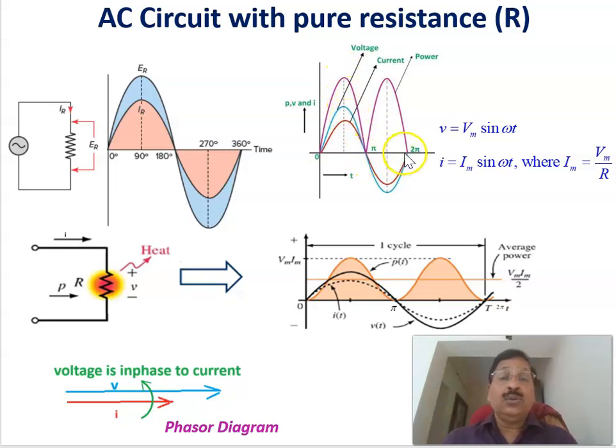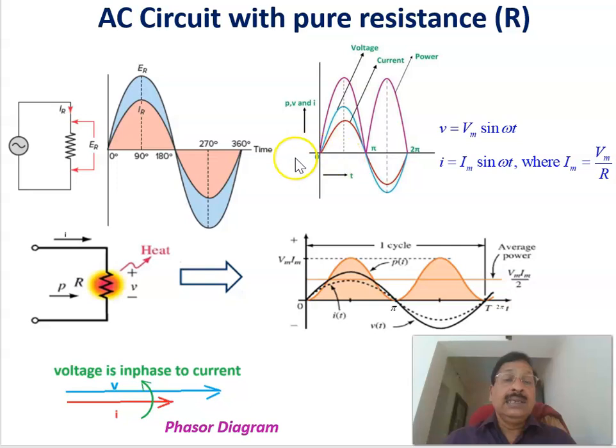Again, from pi to 2 pi, we can see that the voltage is negative and the current is also negative. The product of negative and negative will again be positive. Therefore, the power consumed by the resistive load is again positive. So the third curve, this waveform, represents the power. This is the voltage, this is the current, and this is the power consumed by the pure resistive load.